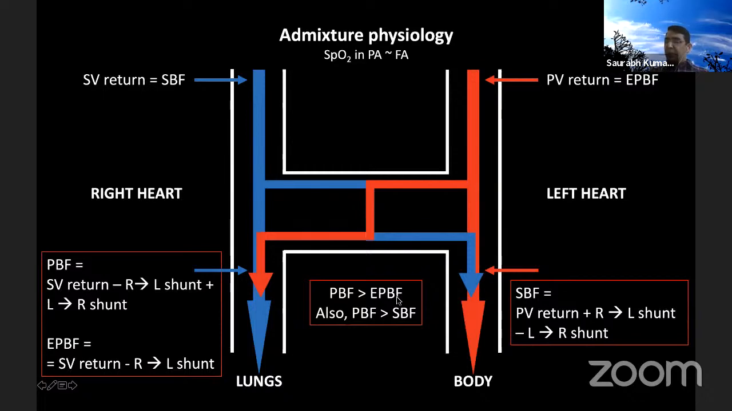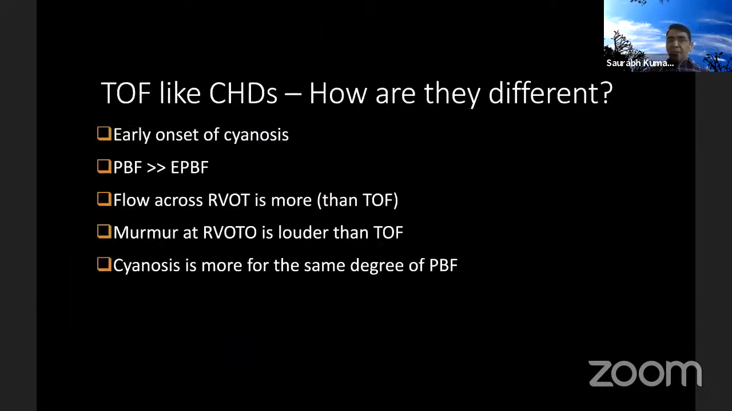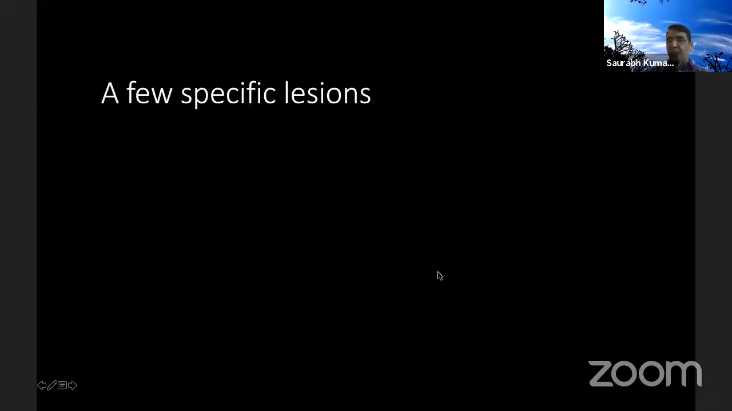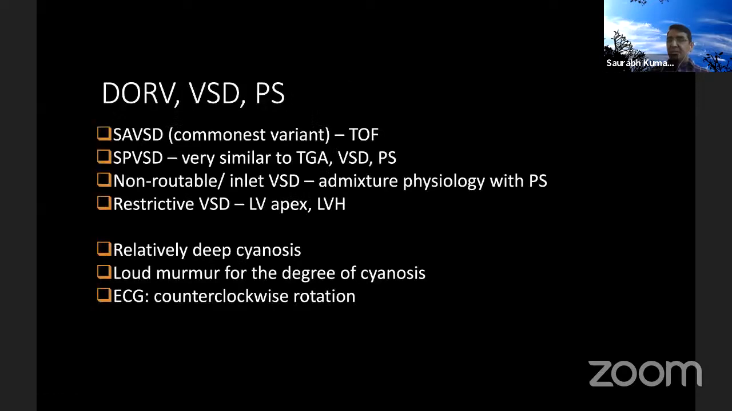For the same degree of effective pulmonary blood flow, typical TOF would have lesser pulmonary blood flow, and therefore they will have less intensity of murmur compared to other conditions. So other conditions would have earlier onset of cyanosis. Flow across RVOT is more than TOF. Therefore, murmur at RVOTO is louder than TOF, and cyanosis is also more for the same degree of pulmonary blood flow.